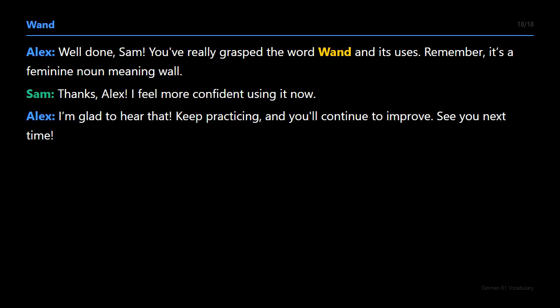Well done, Sam. You've really grasped the word Wand and its uses. Remember, it's a feminine noun meaning wall.